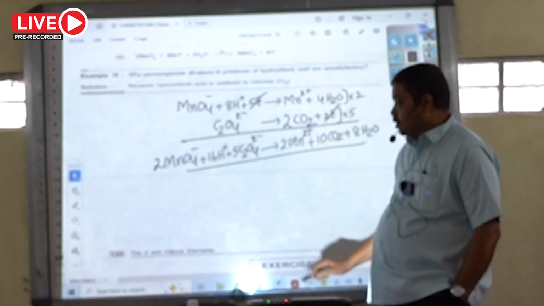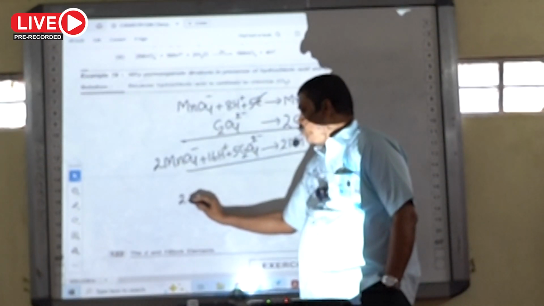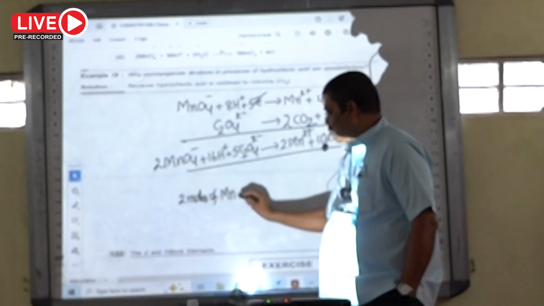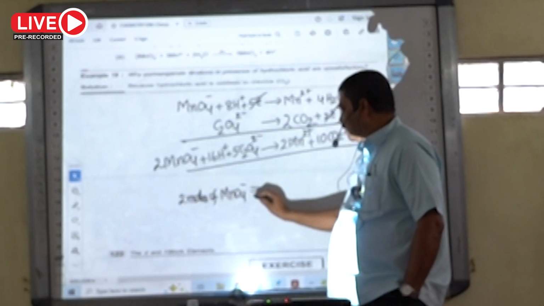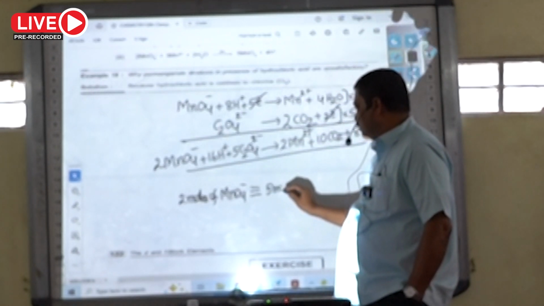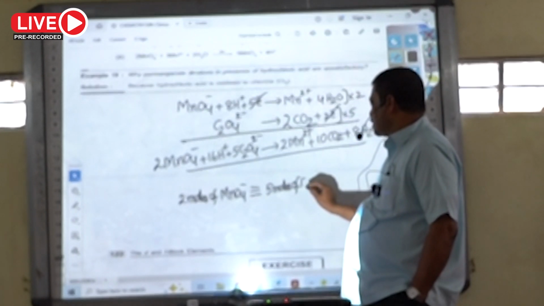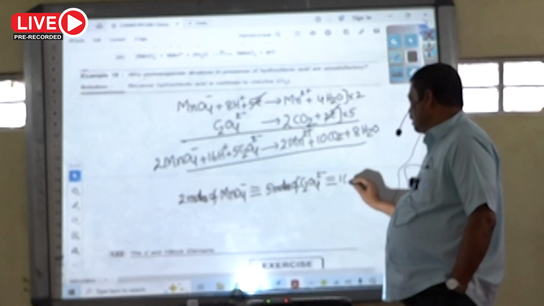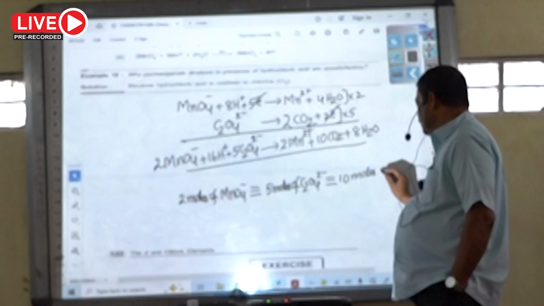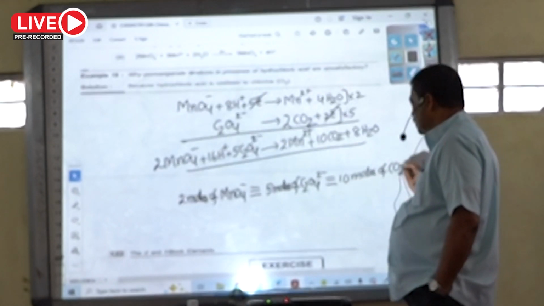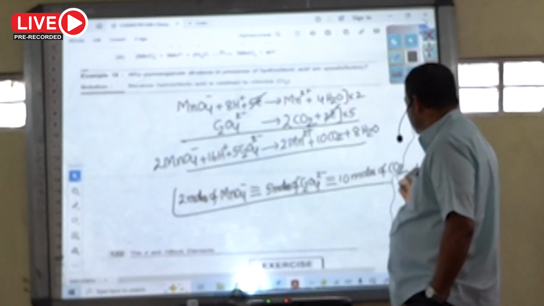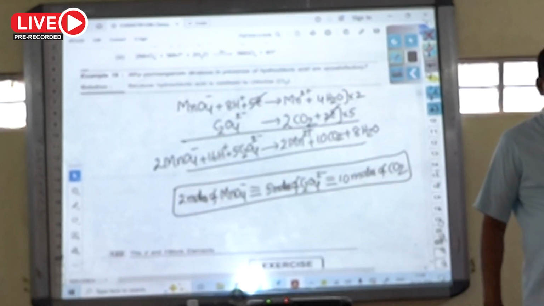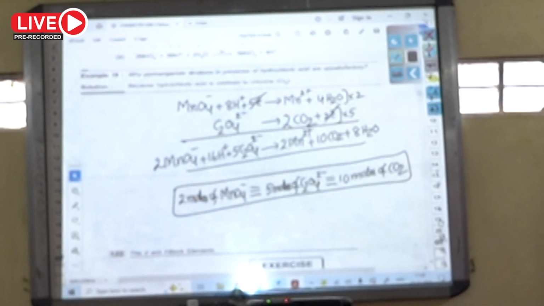And the student should also write this point. 2 moles of permanganate ion are identical equal to 5 moles of oxalate ion, which are identical equal to 10 moles of CO2. If the student remembers this line, he can solve many stoichiometric problems.